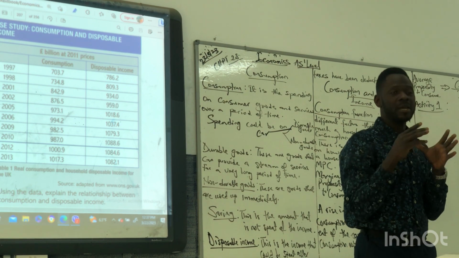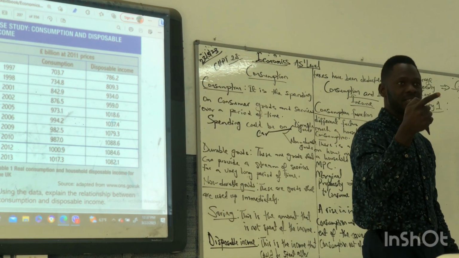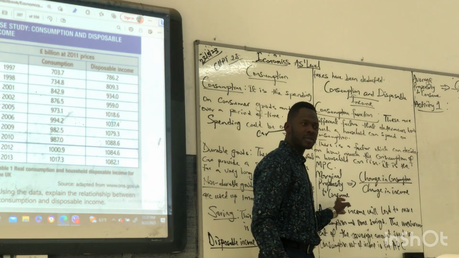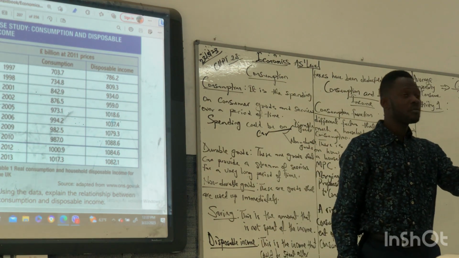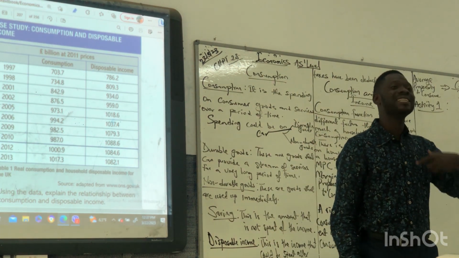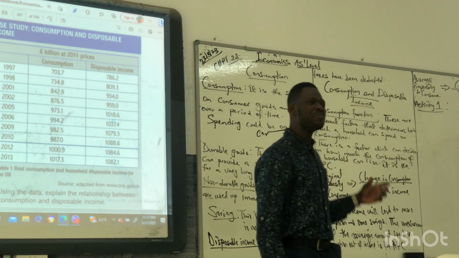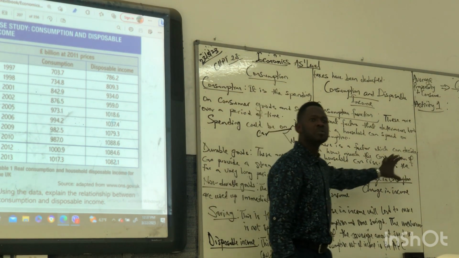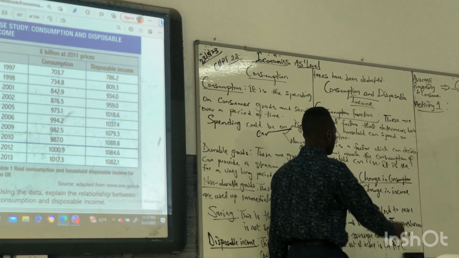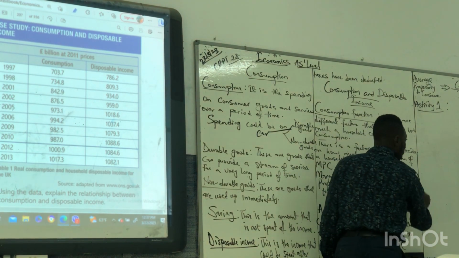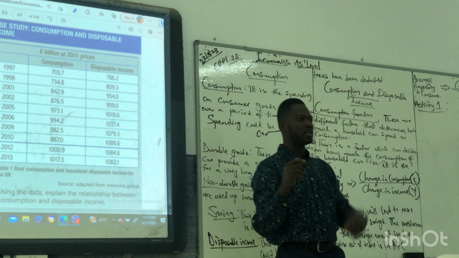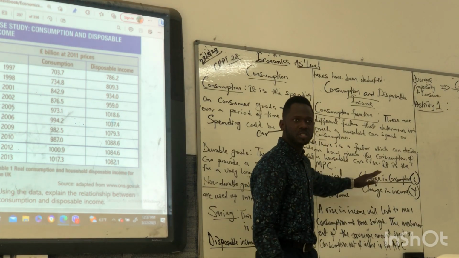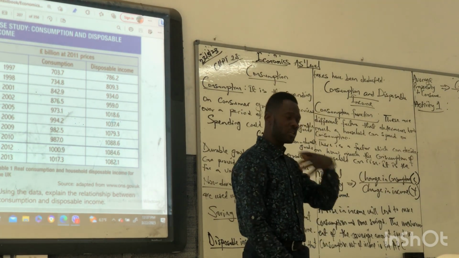So the measurement of how your consumption can rise is what we call the marginal propensity to consume, MPC. So the formula for MPC is change in consumption over change in income. So this is C, and this is Y. Change in consumption over change in income. That determines our MPC. Any question about this? No. That's the formula. Please put it in your mind.